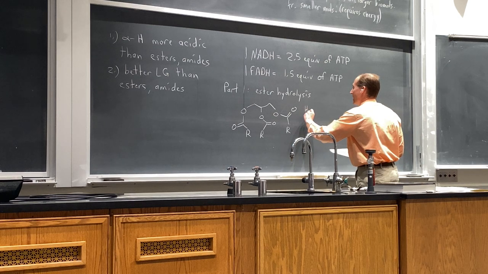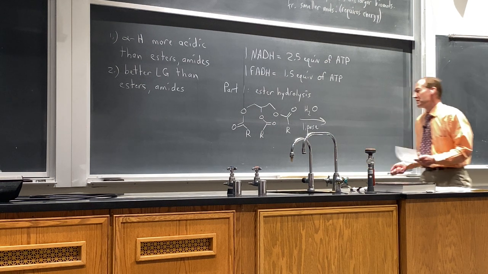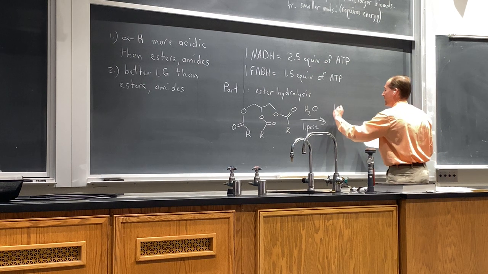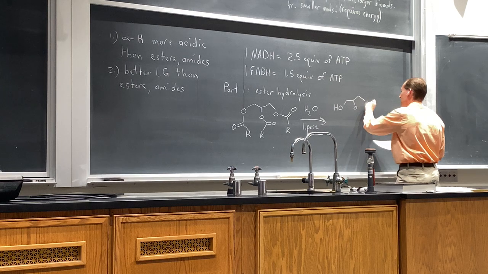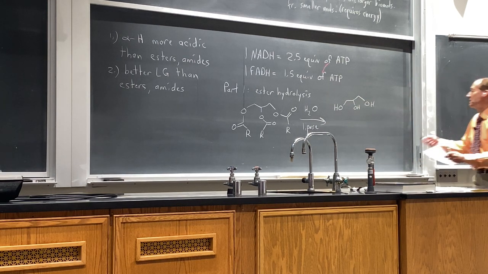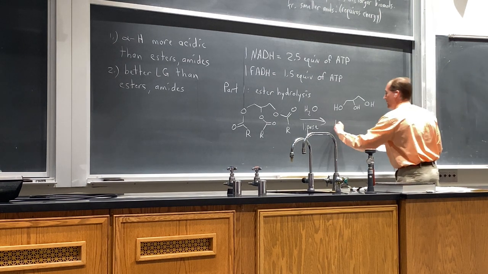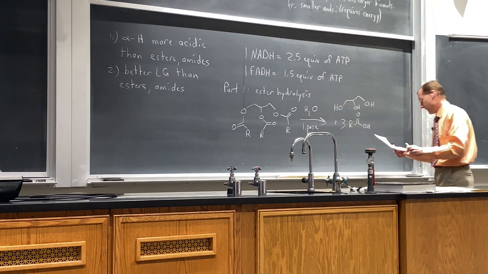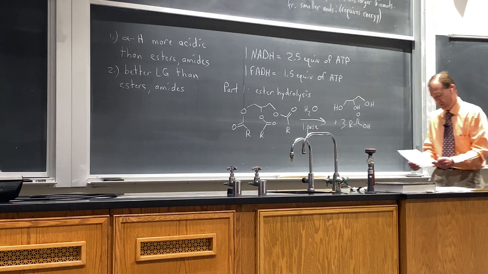And so the ester hydrolysis is going to involve water. It's also going to involve an enzyme known as a lipase. It's going to catalyze that hydrolysis. And what we're going to end up with is glycerol. Glycerol is this 3-carbon trialcohol. And then we're going to end up with 3 molecules of a carboxylic acid. Okay, so that's part 1 of the beta oxidation pathway.